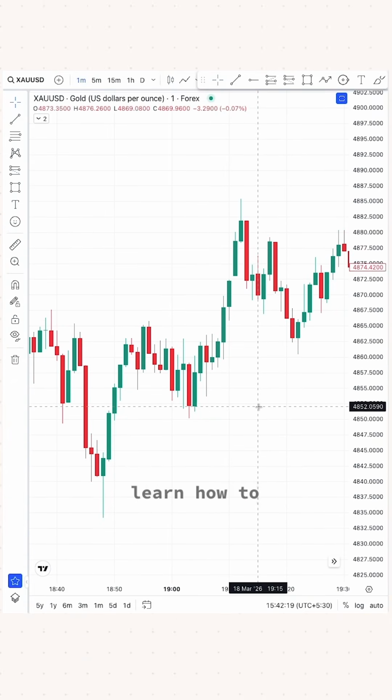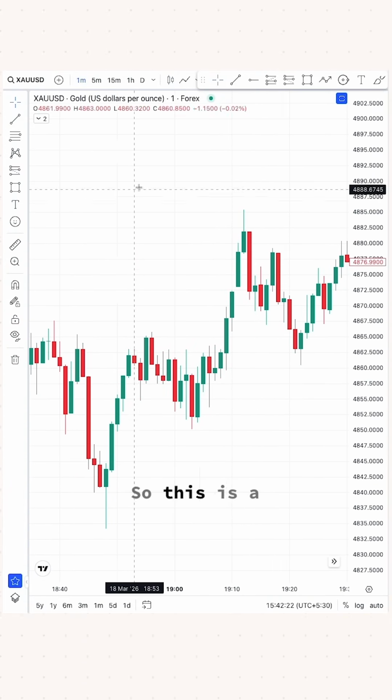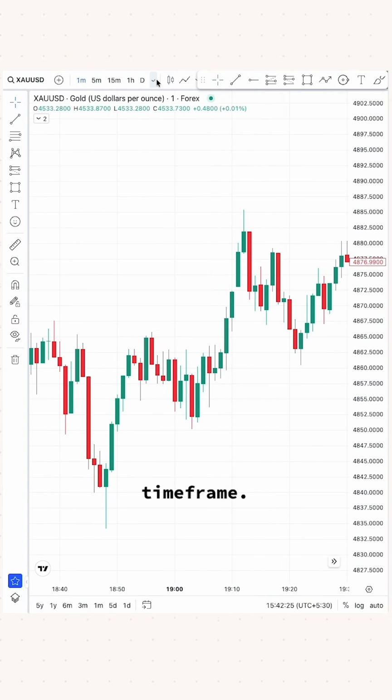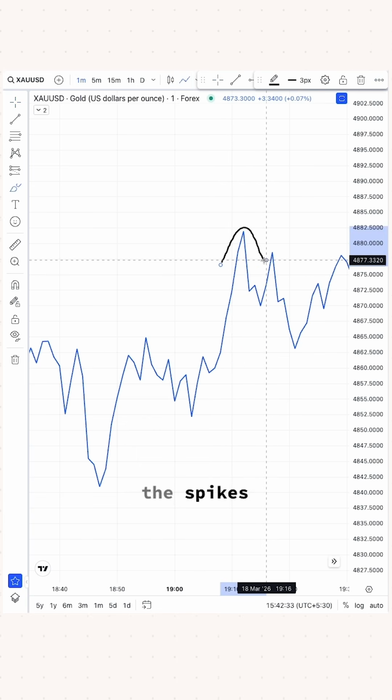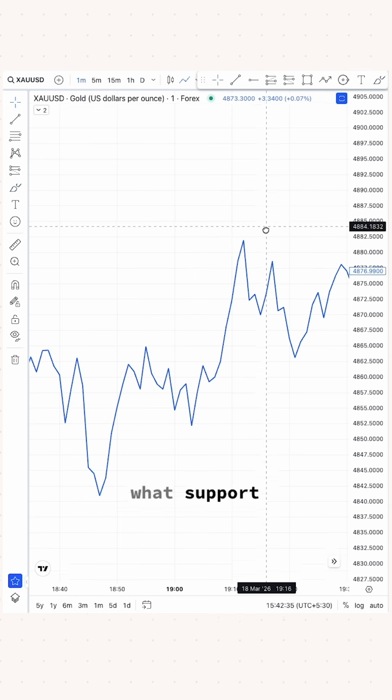Okay, we will learn how to find support and resistance. So this is a gold chart on a 1 minute time frame. Now I want you to turn on the line chart. Why? Because now you can see the spikes very easily. Now let's understand what support and resistance are.